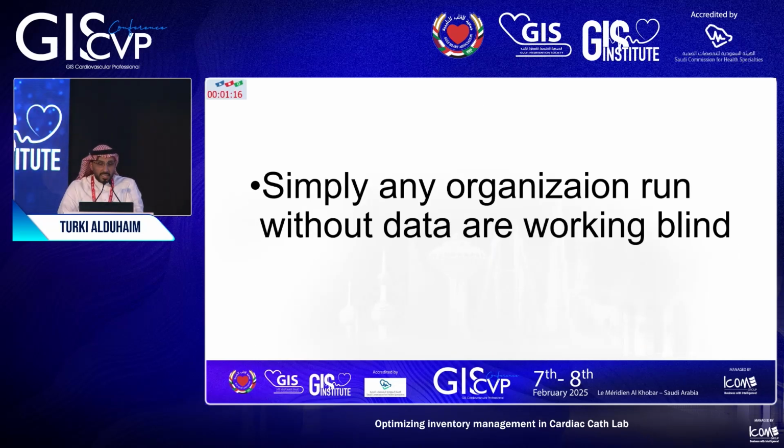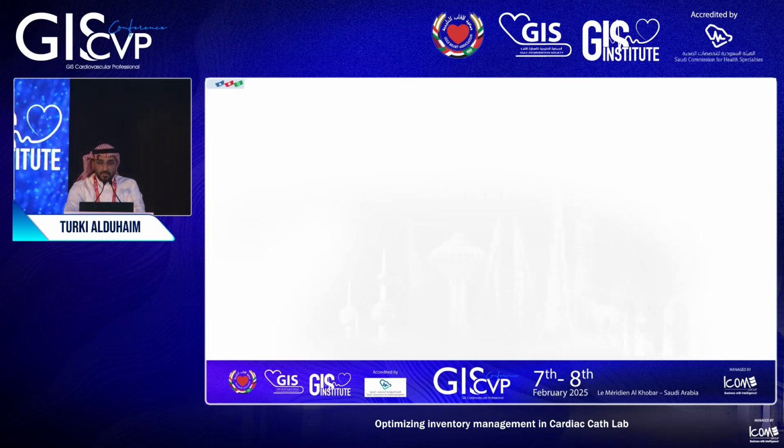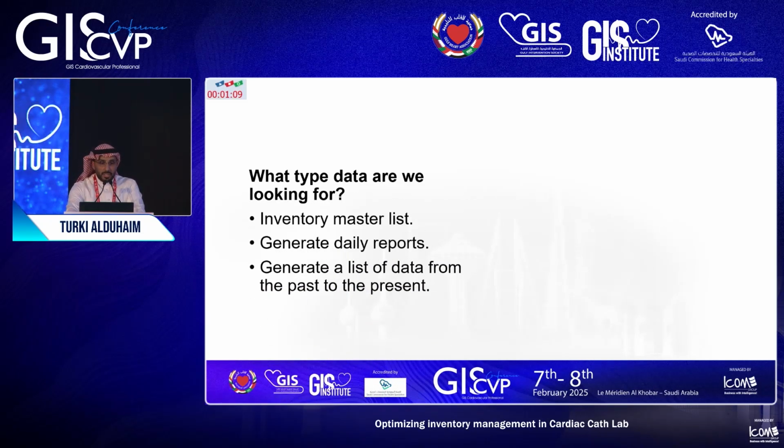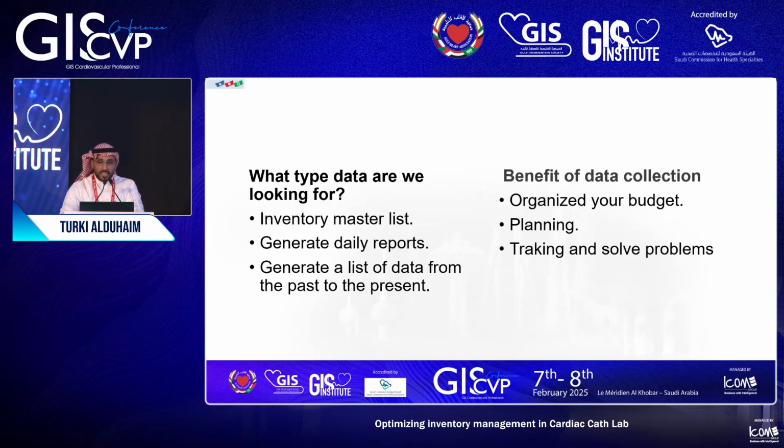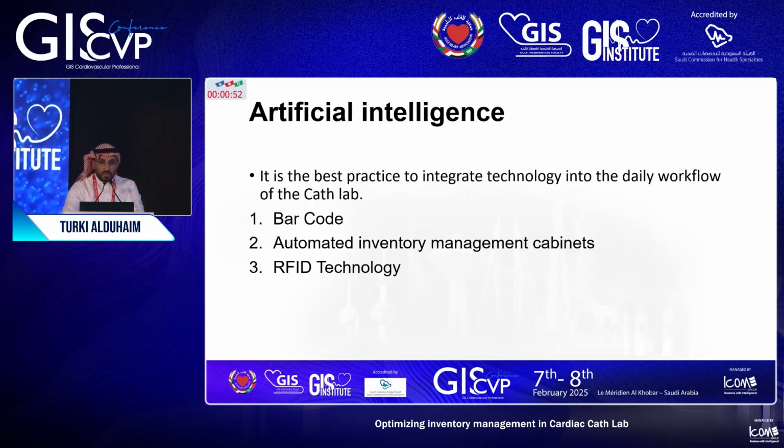Simply, any organization run without data is working blind, which is a fact. What type of data are we looking for? An inventory master list, a generated daily report, and a generated list of data from the past to the present. The benefits of data collection are to organize your budget, planning, tracking, and solve problems.